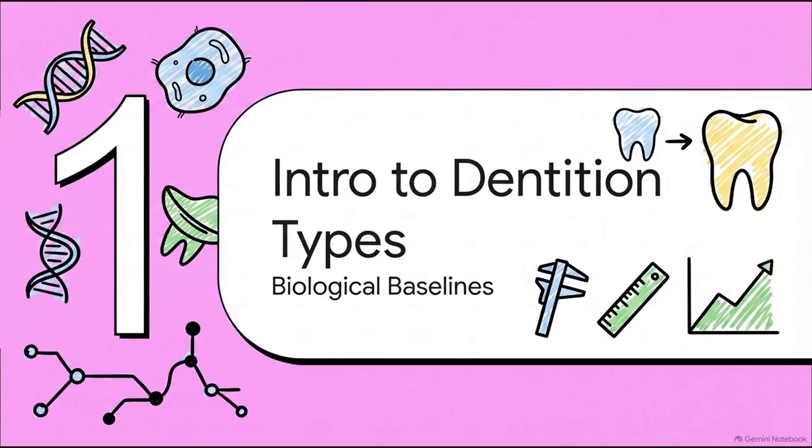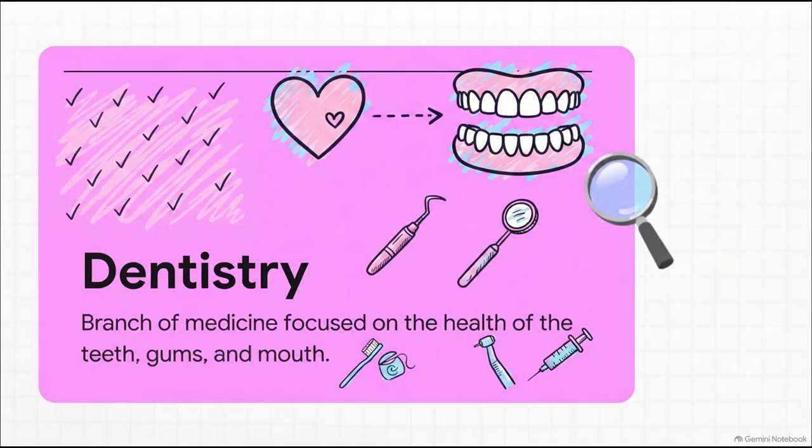To code accurately, we really have to establish the biological baselines first. As coding professionals, it's so easy to get lost in the weeds with numbers and modifiers, but we can't forget what dentistry actually is. It's a branch of medicine. It focuses on the comprehensive evaluation, diagnosis, prevention, and treatment of diseases affecting the entire oral cavity. It fundamentally bridges oral and systemic health, and that's exactly why precision in our coding is absolutely crucial. When you understand the biology, coding stops being a guessing game and becomes an exact science.